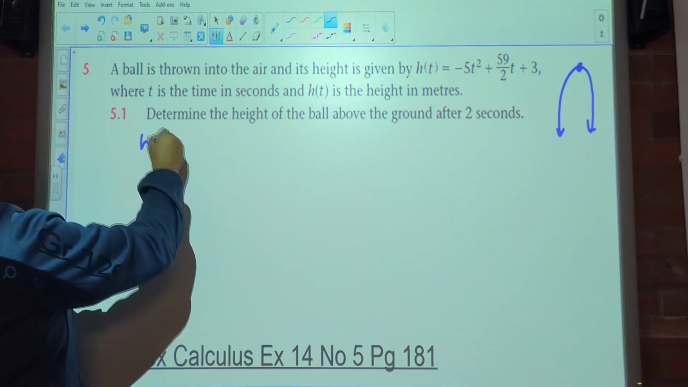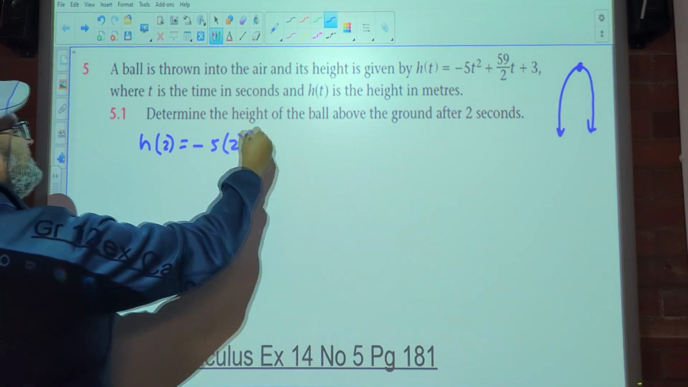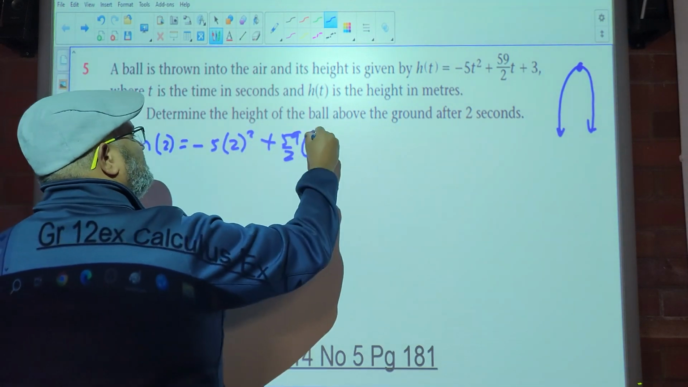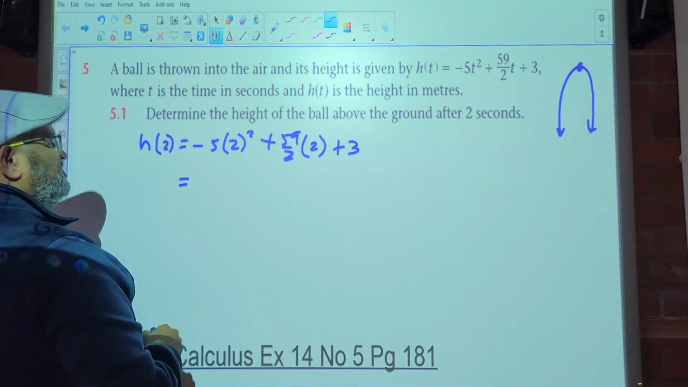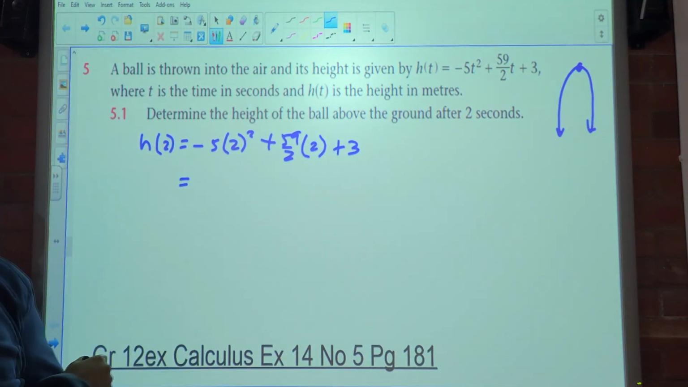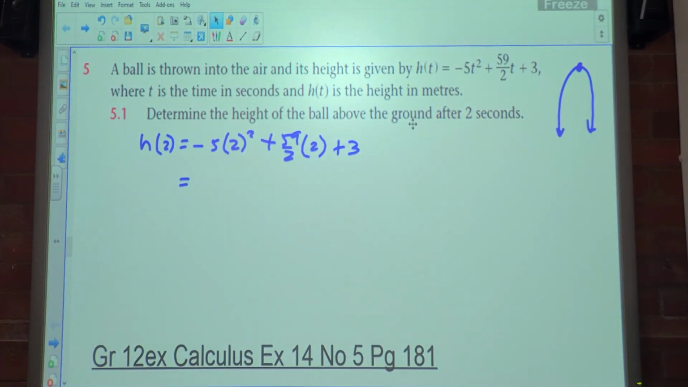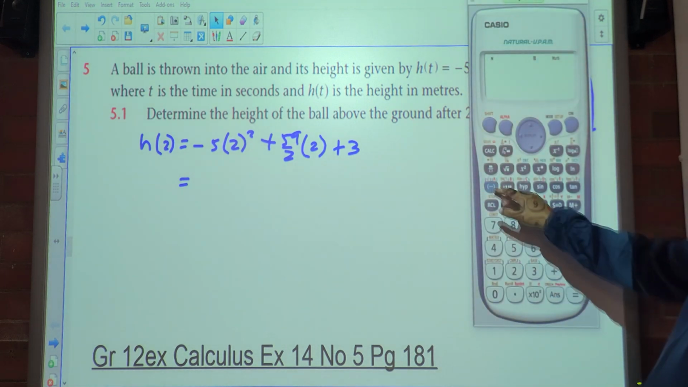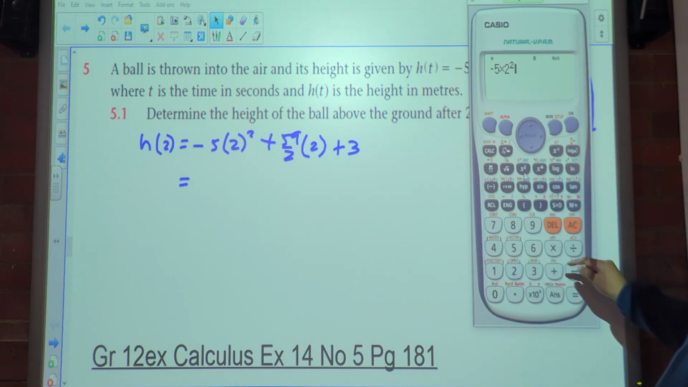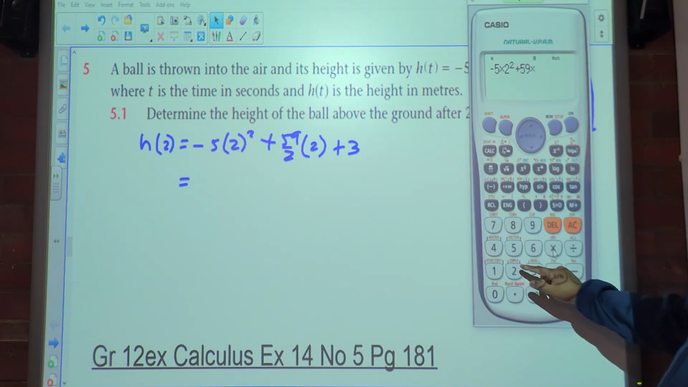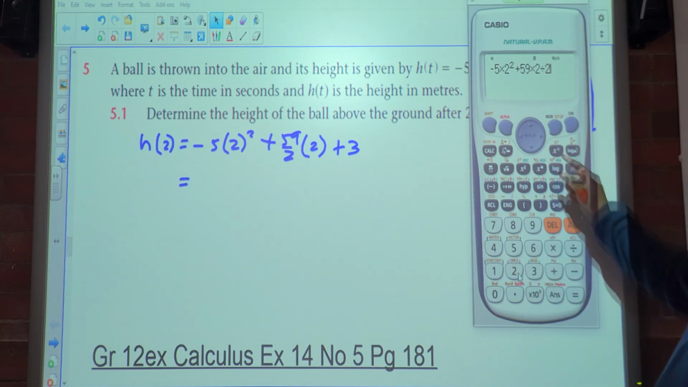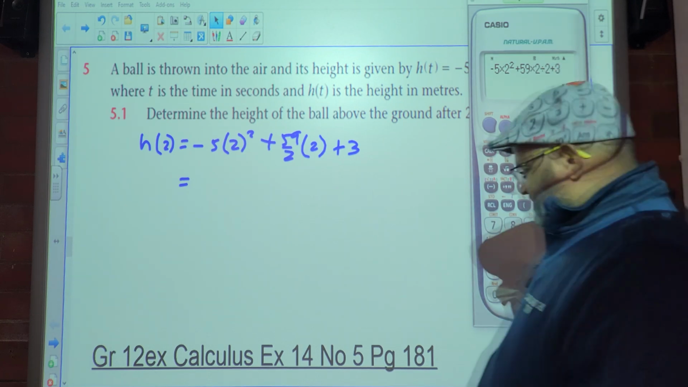So the height after 2 seconds is simply negative 5 times 2 squared plus 59 over 2 times 2 plus 3. So it's going to give you 59 minus 20 is 39, plus 3 is 42. Let's check if that's correct with the calculator. Negative 5 times 2 squared plus 59 times 2 divided by 2 plus 3 gives 42 meters.